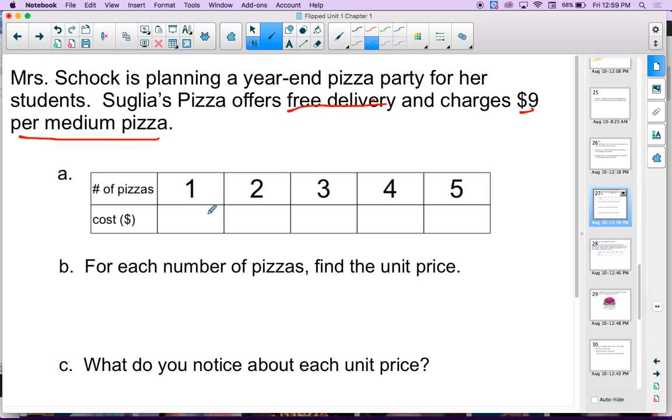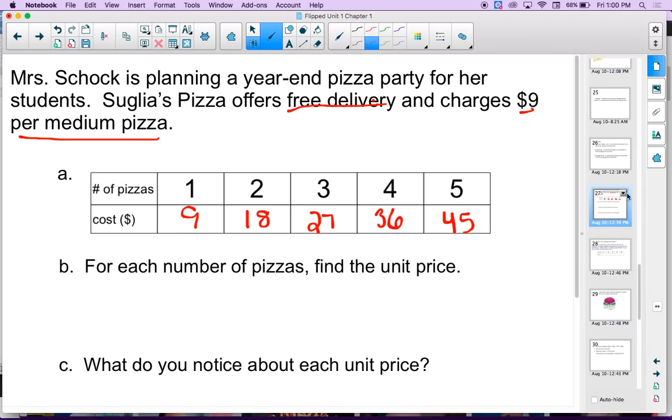Okay, so we first are asked to fill out this table. This is all in your notes, so you can fill this out along with me. If we buy one pizza, we know that we're paying $9 for the pizza plus $0 to get it delivered, so our total is $9. If we get 2 pizzas, that will be $18. $0 delivery fee, total cost $18. 3 pizzas, 3 times 9 is $27. No delivery fee, $27 is our total there. 4 pizzas will be $36, and 5 pizzas will be $45.